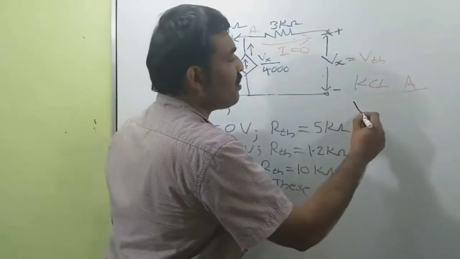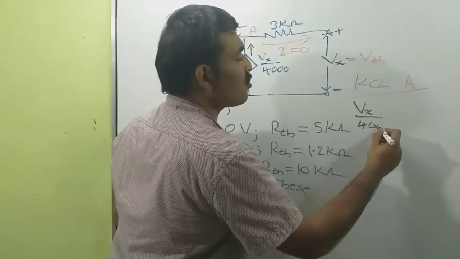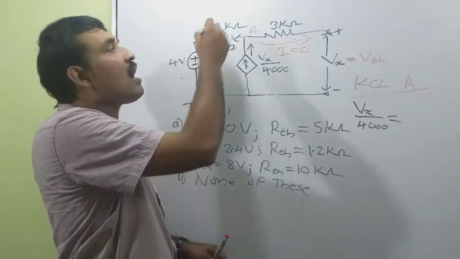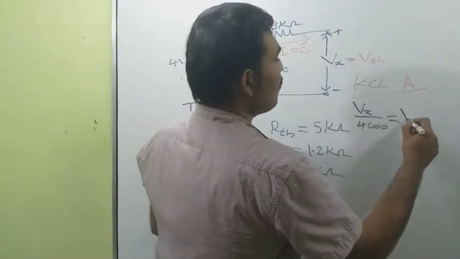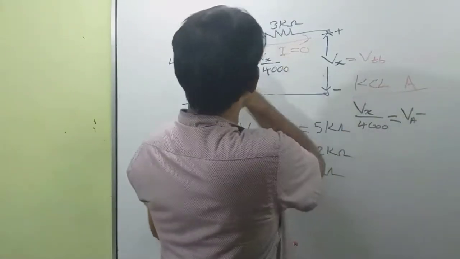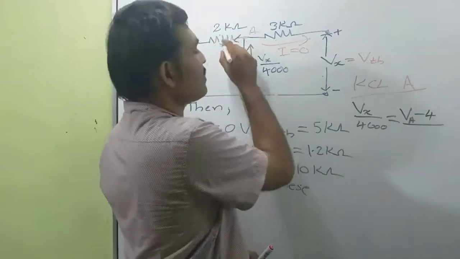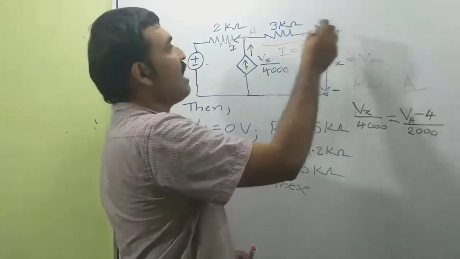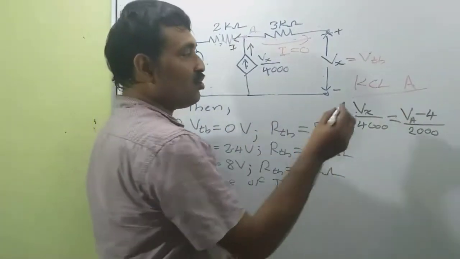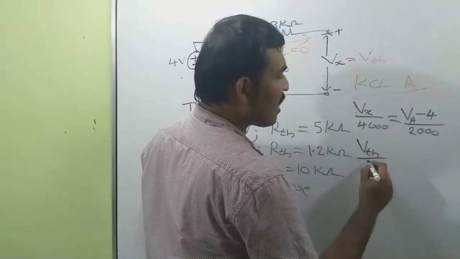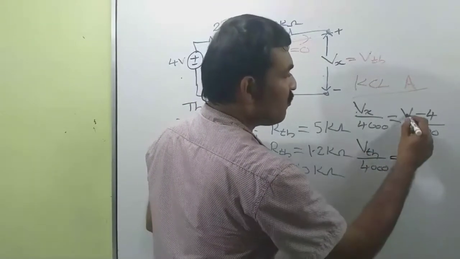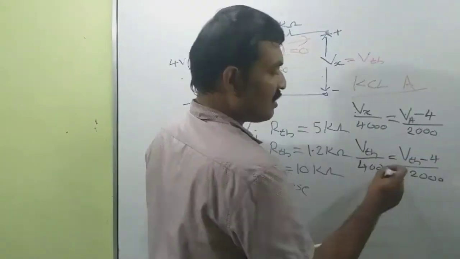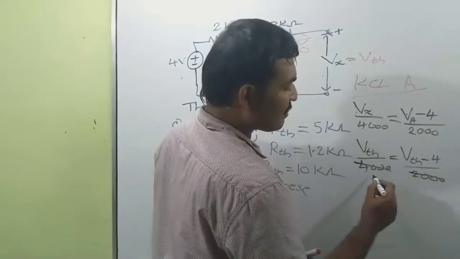And the incoming current is Vx divided by 4000. That is equal to the outgoing current, that is VA, the voltage at node A, minus this 4 volt divided by this resistance, that is 2K, so 2000. Now Vx is equal to VTH and VA is also equal to VTH. Now substituting, VTH divided by 4000 is equal to VTH minus 4 divided by 2000. Now 4000 and 2000 will cancel and the resultant is equal to 2.